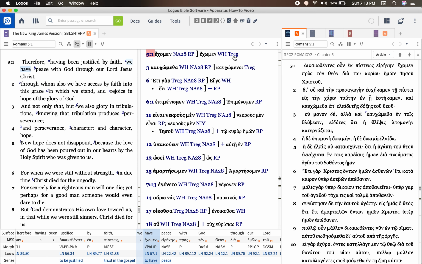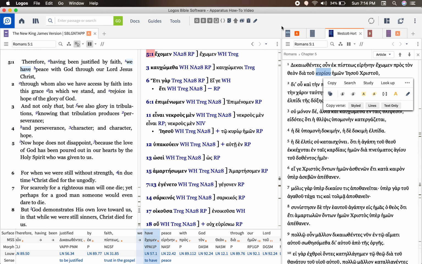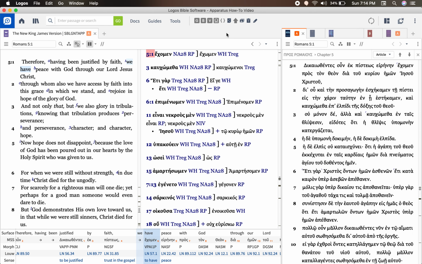Now we cannot check the Tregelles because I do not have it. However, I do have the Westcott Hort, which should be this edition right here. And indeed, I've already got it highlighted here. We see ekamen with the omega rather than the omicron. And so it's pretty simple to read.